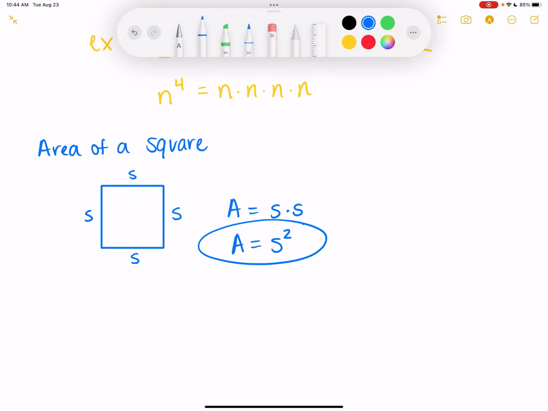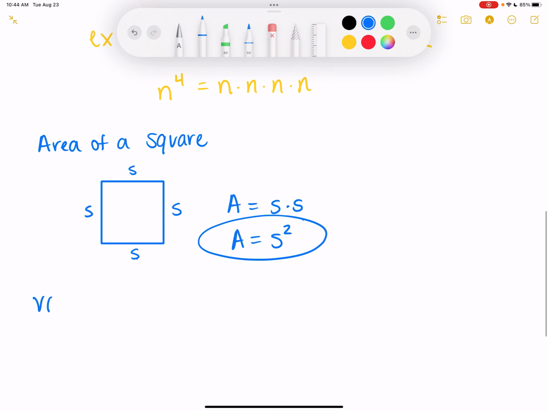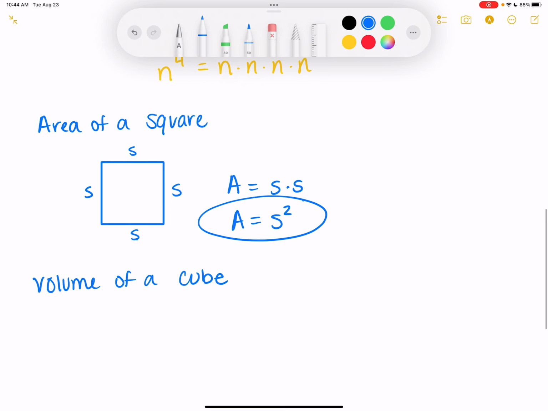And then if I had the volume of a cube, it's going to be similar. I'm going to do my best to draw a little cube here. We're going to see what happens.